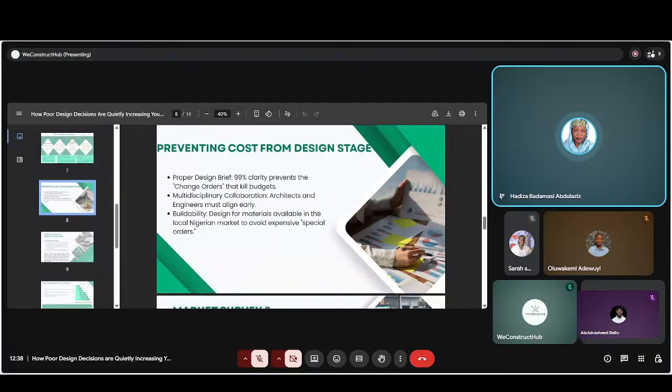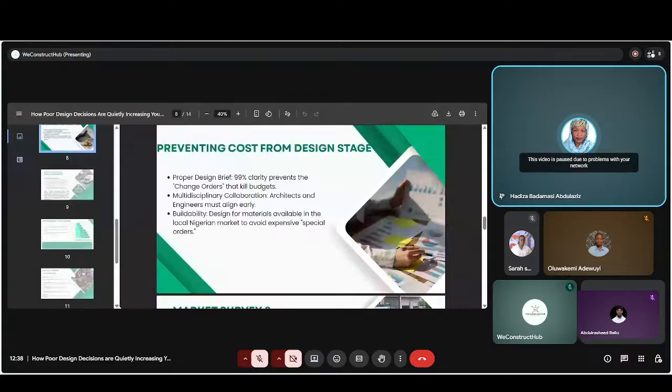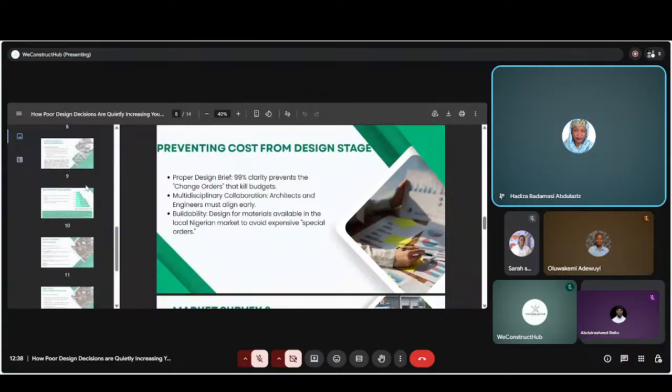So under preventing cost from the design stage, the best way to control cost is not on site, it is from the design. I've been repeating this more than once, just for me to continue letting you understand that every problem starts from the design. Every line you put on your drawing sheet, please let it have a meaning. Don't think that because you got a big project and you feel you have arrived, you then just draw lines everywhere.